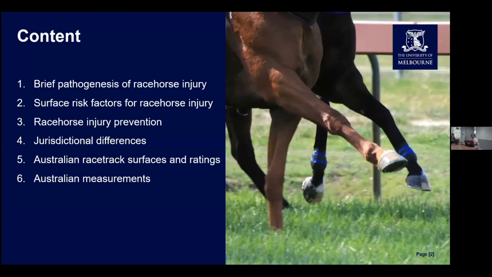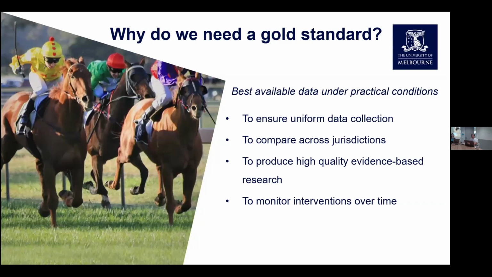Essentially, I'll go through the pathogenesis, the surface risk factors that we know to date from the meta-analysis study that I did about 5 years ago now, injury prevention, and then a little bit on jurisdictional differences between the US, Australia, and Hong Kong, mostly because most of the work I've done is from those 3 countries. And then I'll delve into a little bit of detail on what the Australian racetrack surfaces and ratings and measurements that we take are.